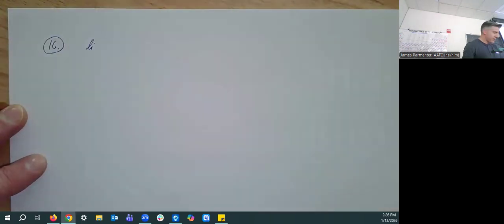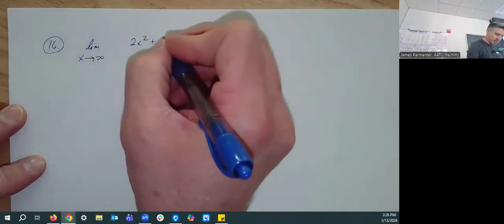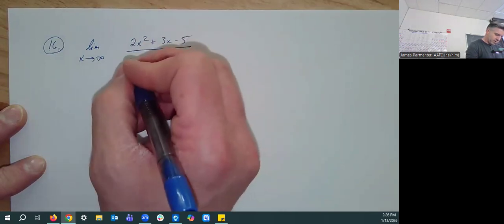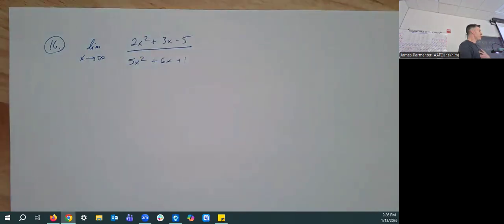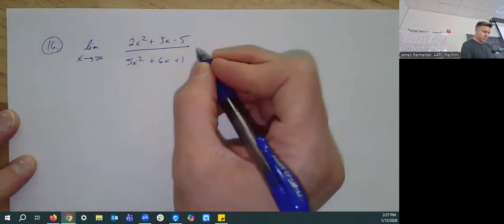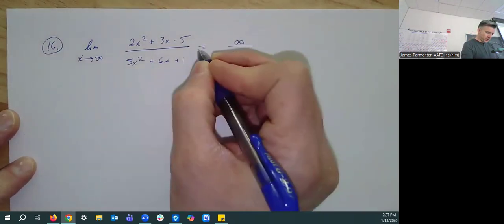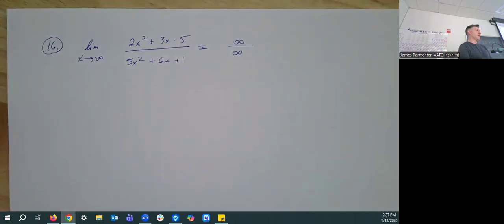So one thing we'll start talking about and continue next time is limits that end up having limits to infinity. For example, if I was going to try to find the limit as x approaches infinity of 2x squared plus 3x minus 5 divided by 5x squared plus 6x plus 1, this is what we call an infinity over infinity type of limit, right? The numerator is getting infinitely large. So is the denominator. What's infinity divided by infinity?